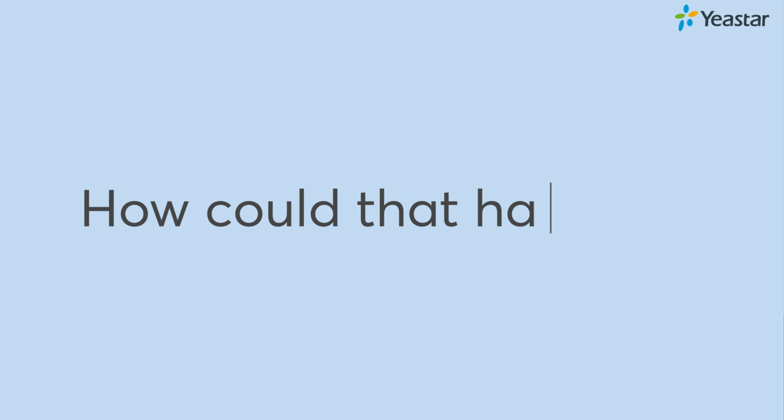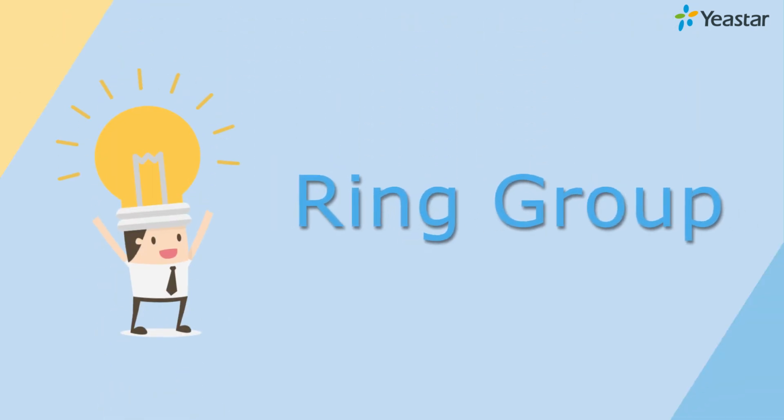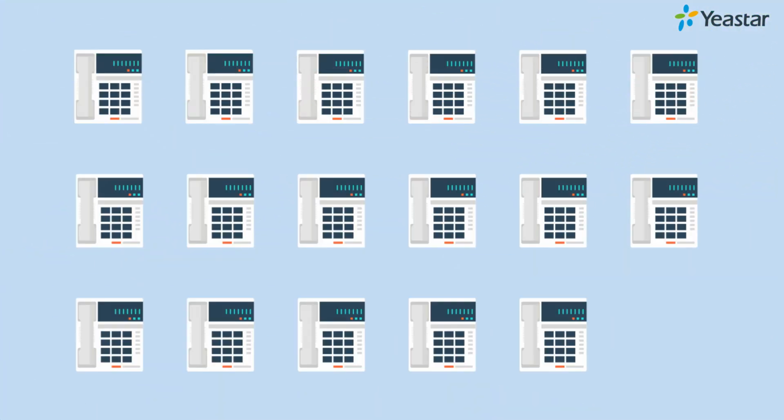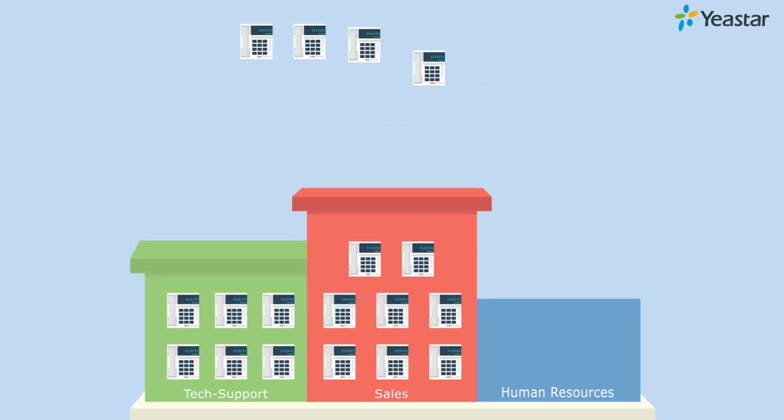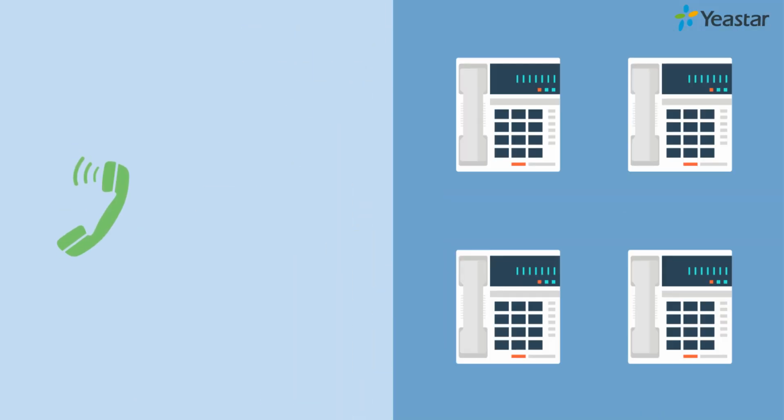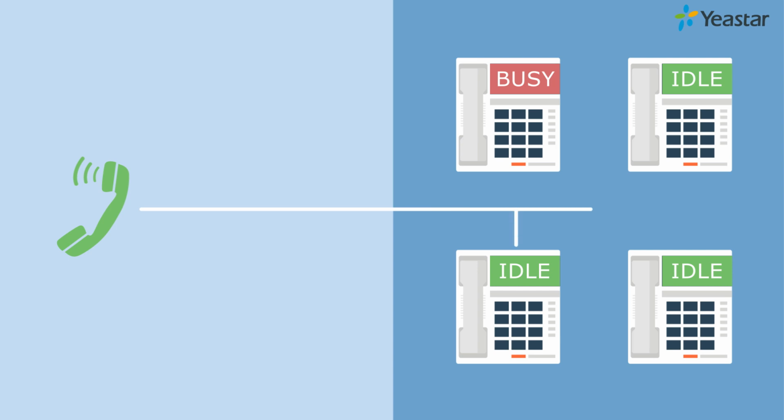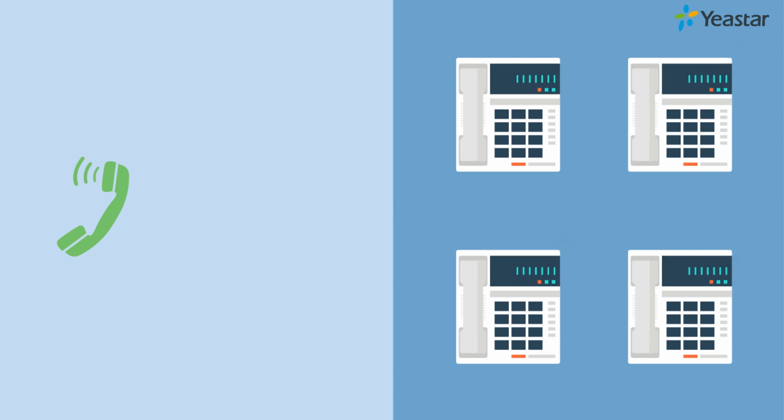How could that happen? Here comes Ring Group. With this feature, we can put extensions of the same department into the same group. When callers reach the Ring Group, they will access any member available. What's more, we can also define the order to reach each member. Ring them together, or ring them one by one.